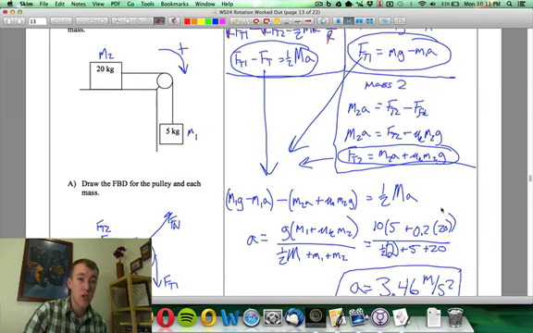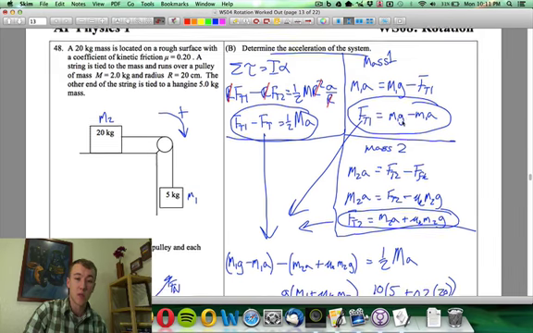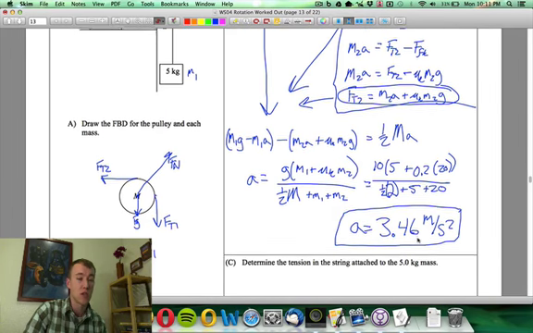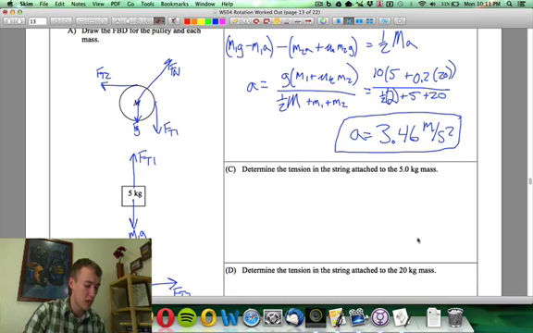What I really want you to know is that we found the sum of the torques for the pulley and the sum of the forces for each mass, and we combine those through substitution and solve for the acceleration. Okay, those were the strategies. That was the big step. Let's go on and finish out the problem.